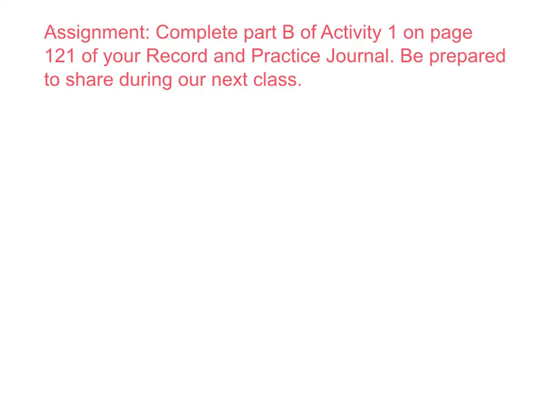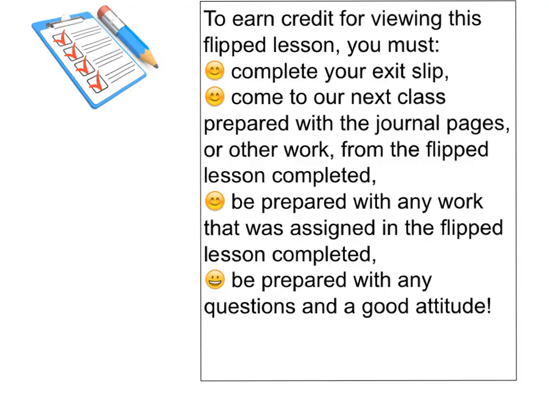Your assignment for this lesson is to complete Part B of Activity 1 on page 121 of your Record and Practice Journal. Be prepared to share during our next class. Please remember to earn credit for viewing this flipped lesson. You need to complete your exit slip back at the website. You also need to come to our next class prepared with the journal pages that we did during the flipped lesson or any other work that we did for the flipped lesson completed. You also need to be prepared with any work that was assigned in the flipped lesson completed, and be ready with any questions you have for your teacher, and as always, have a good attitude. We'll see you tomorrow in class.